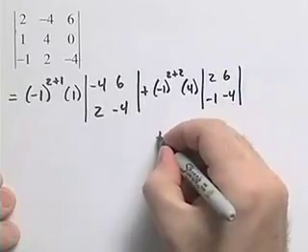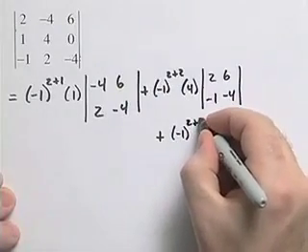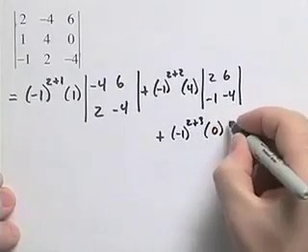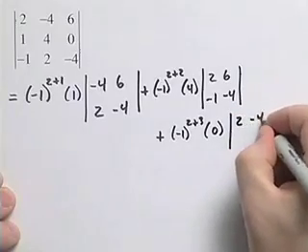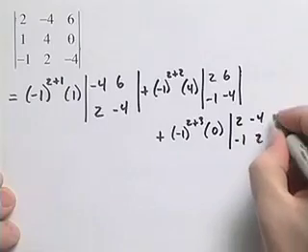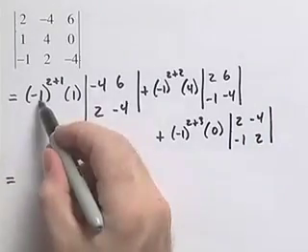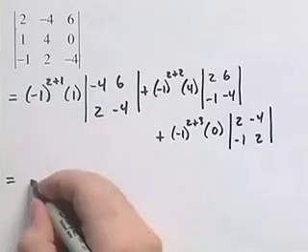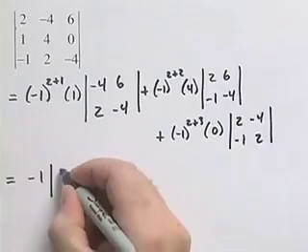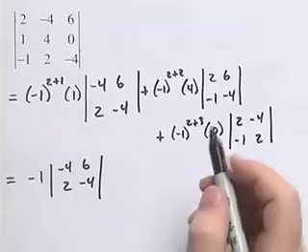We're going to add -1 to the 2 plus 3 power times 0 times the determinant of 2, -4, -1, and 2. -1 to the third power is negative. So we have a -1 times the determinant, -4, 6, 2, -4.